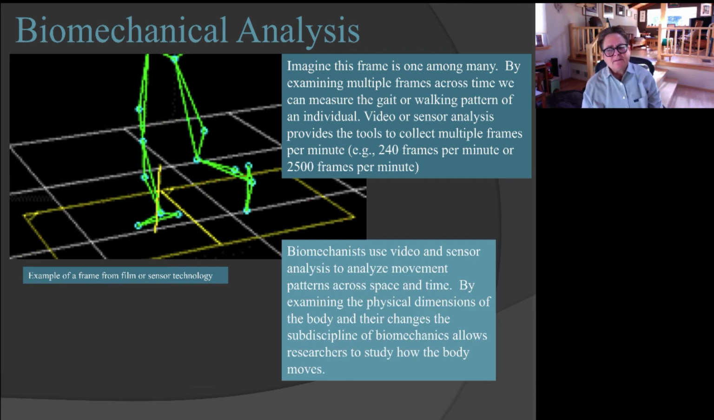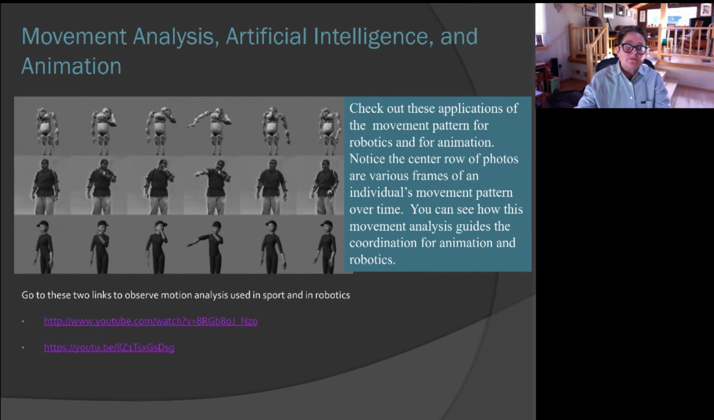So biomechanists actually use this video or sensor analysis to analyze movement patterns across space and time. By looking at the physical dimensions of the body and how they change, it allows researchers to understand really how the body moves. So you can see the importance of biomechanics in motor learning, especially with regard to how people learn or how people perform under a set of circumstances.